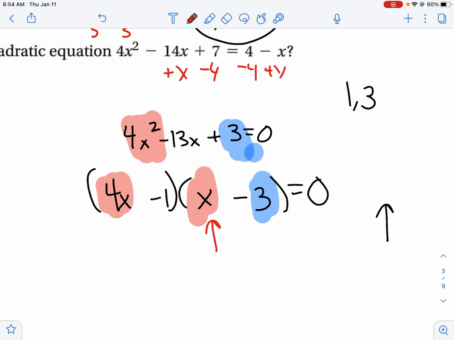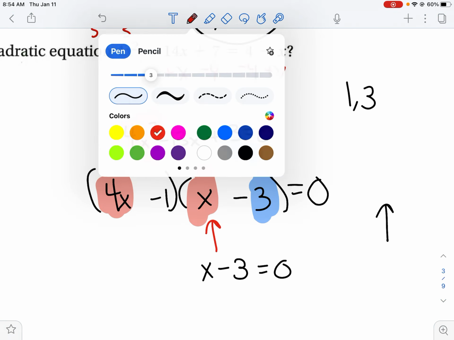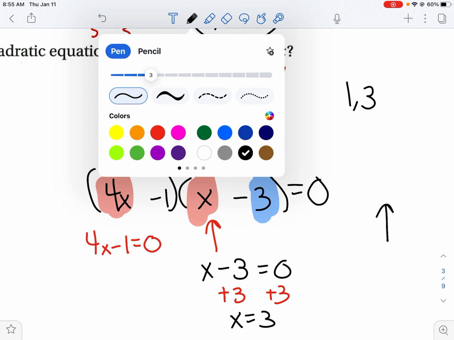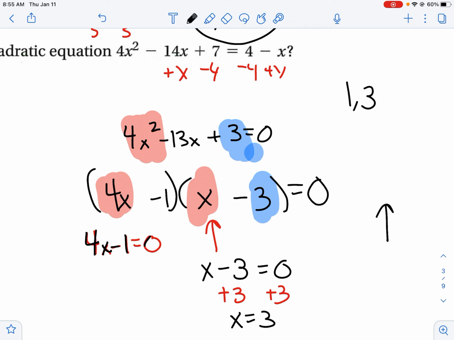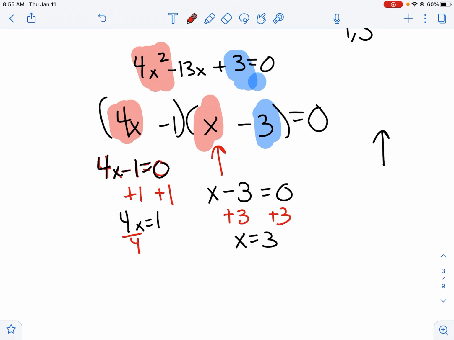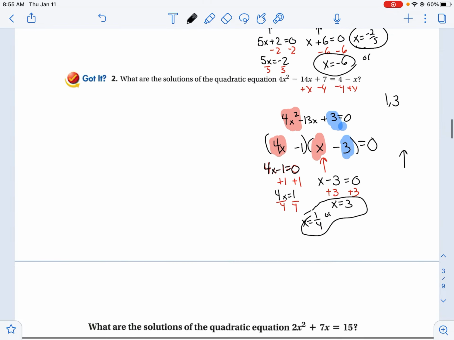So you're going to get x minus 3 is equal to 0. Let's solve for it. x equals 3, and then you can take 4x minus 1 is equal to 0. All right, solve for it. Add 1, add 1. 4x equals 1. So x is going to be equal to 1/4. So here are your two solutions right here. If you write 0.25, I don't care. I prefer fractions, but whatever.